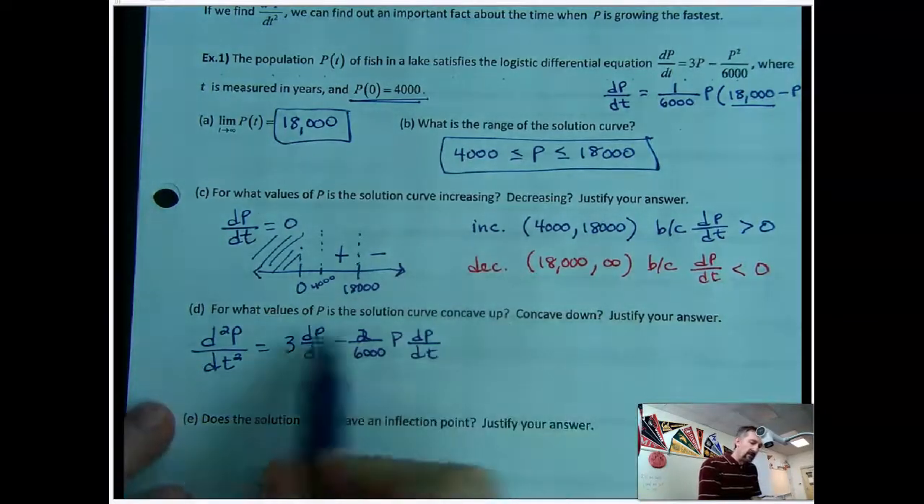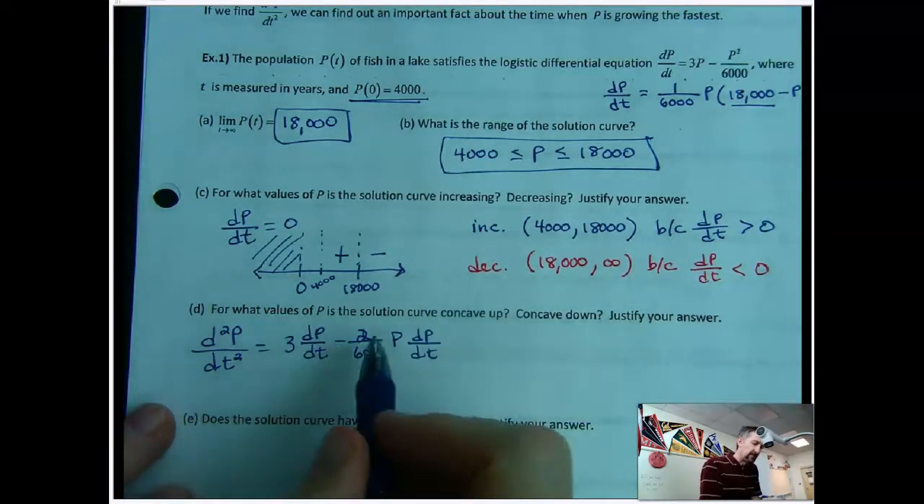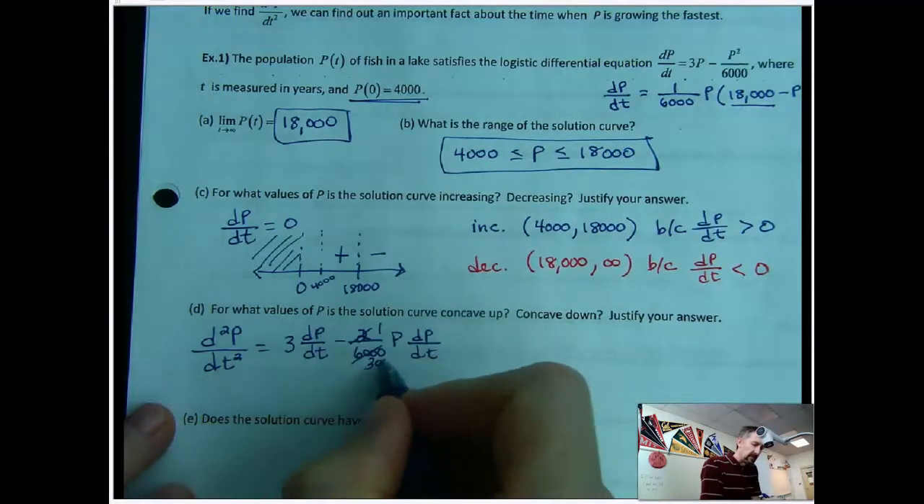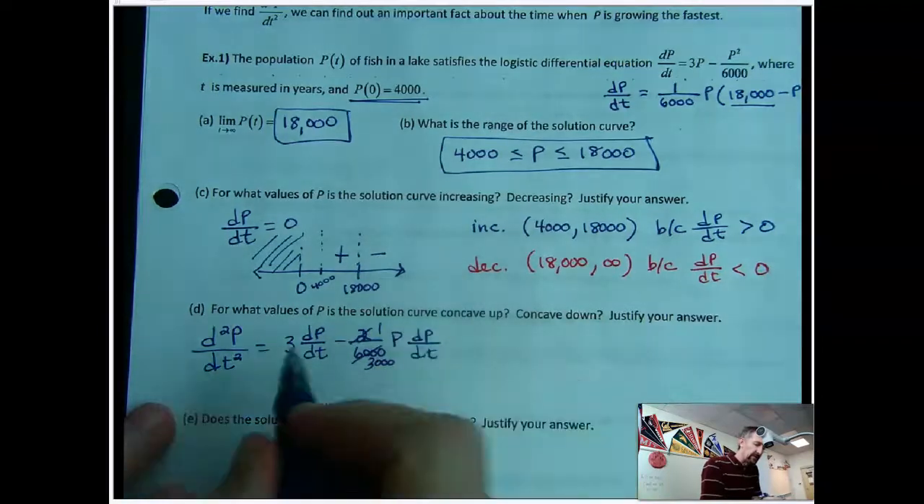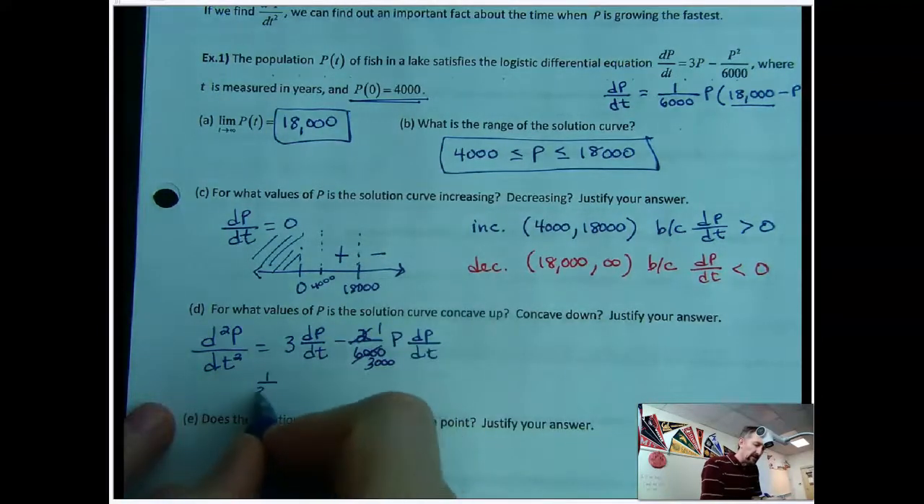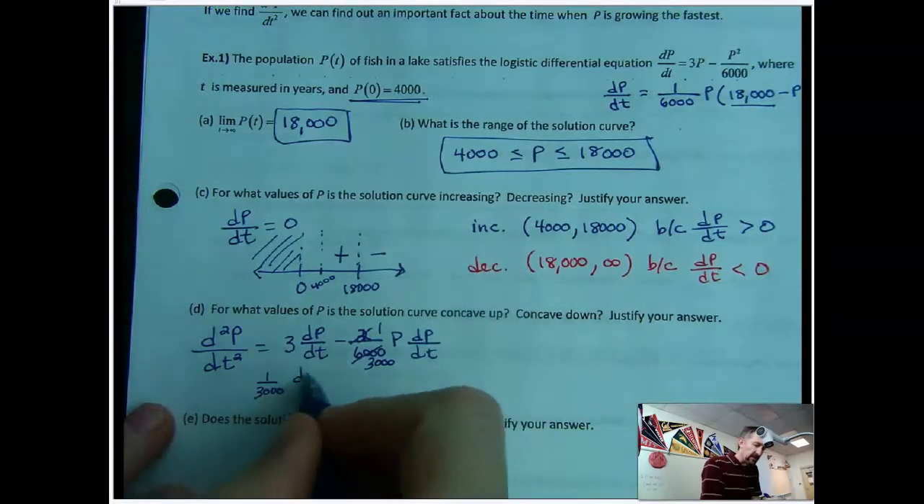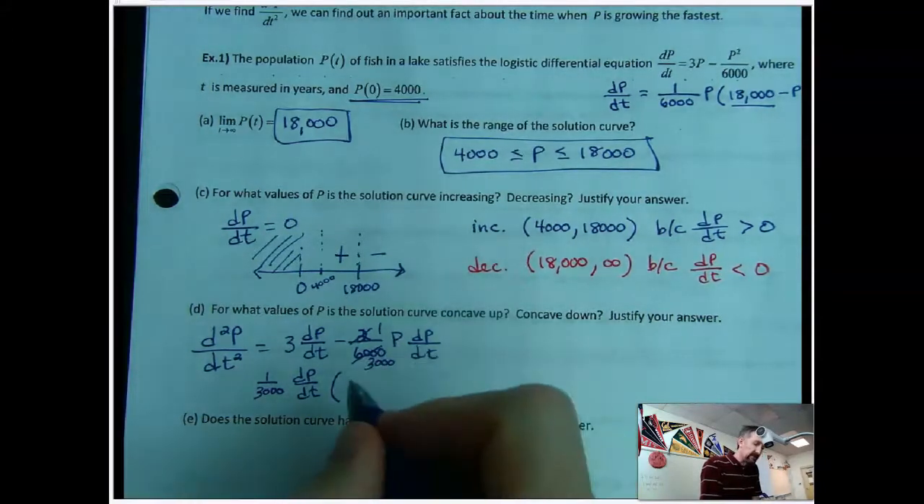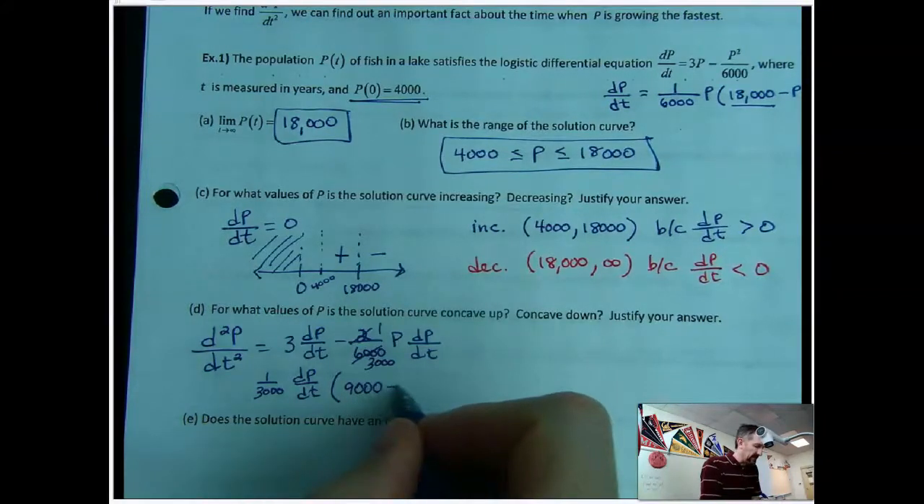So what we can do is factor out this 1 over 3,000. We can do that first. So we're going to factor out 1 over 3,000. So we're going to have 1 over 3,000, and then we're going to have dp dt, which we could factor out both of those. So that's going to leave us with 9,000 minus p.